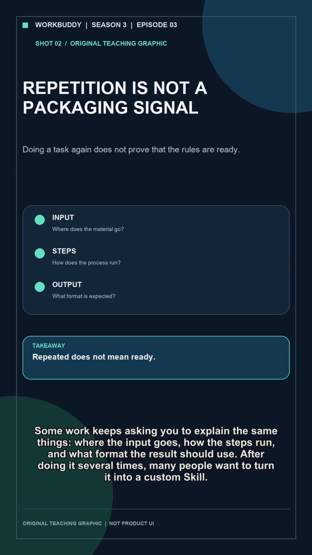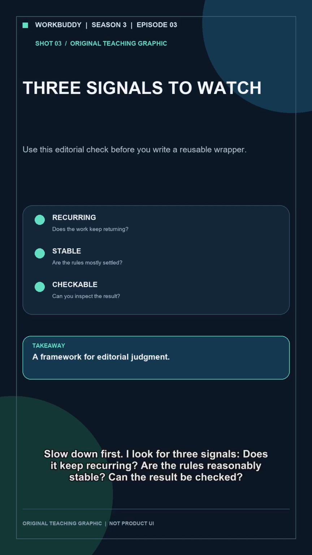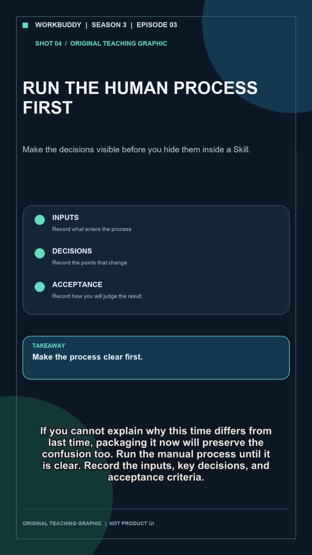Some work keeps asking you to explain the same things: where the input goes, how the steps run, and what format the result should use. After doing it several times, many people want to turn it into a custom skill. Slow down first. I look for 3 signals. Does it keep recurring? Are the rules reasonably stable? Can the result be checked? If you cannot explain why this time differs from last time, packaging it now will preserve the confusion too.